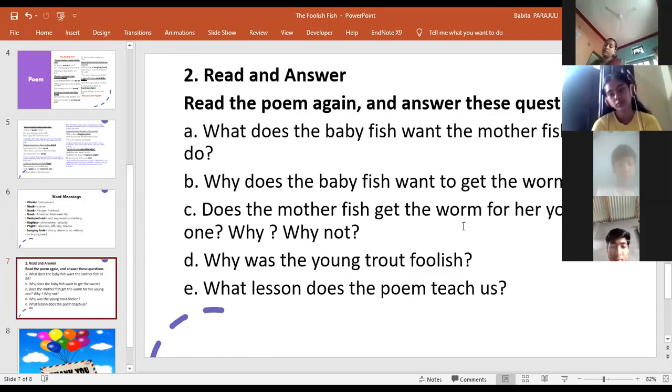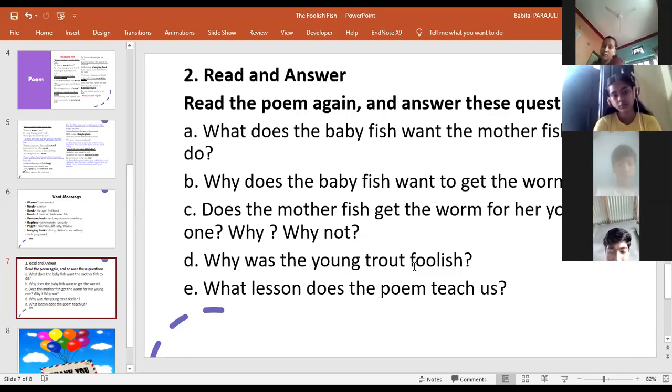Fisherman, right? The worm which was there in the water was not managed by the mother fish for the little fish, but that was just an illusion, right? That was just the fisherman's plan, right? So she did not manage any worm for the little fish.